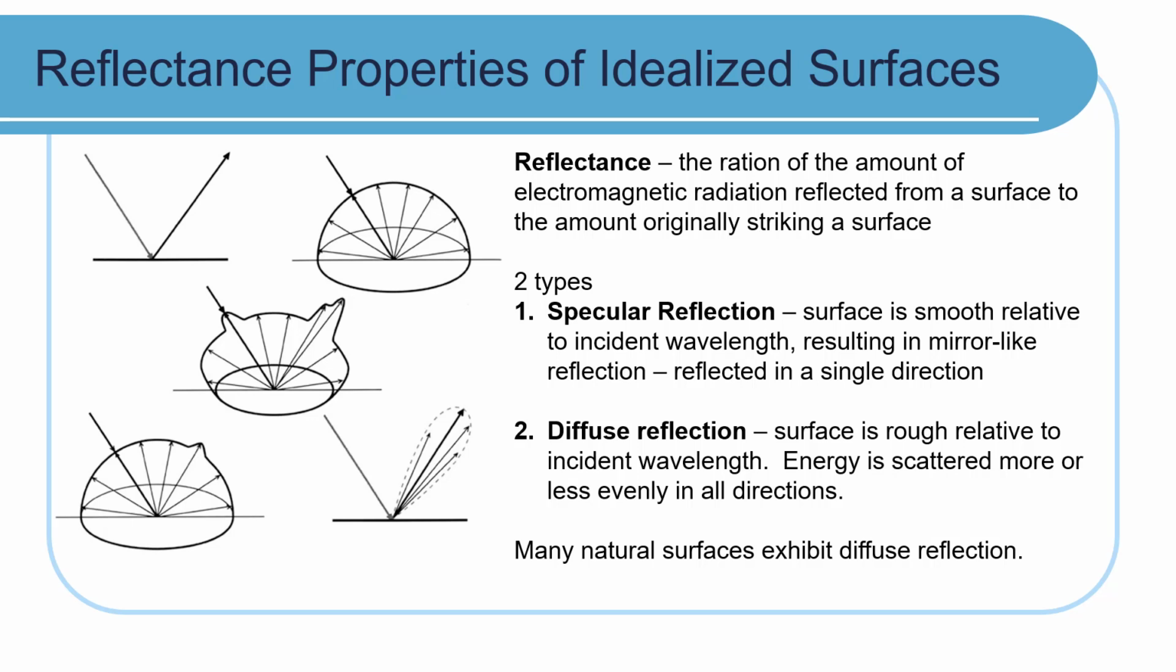What's more likely is diffuse reflection. So when energy is interacting off of a rough surface, there is going to be scattering. And so the two top images there would show you specular reflection, and this is mostly theory, and the bottom three images are what really happen in the real world.